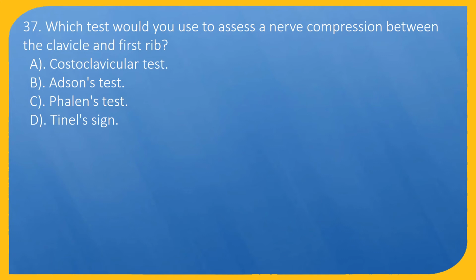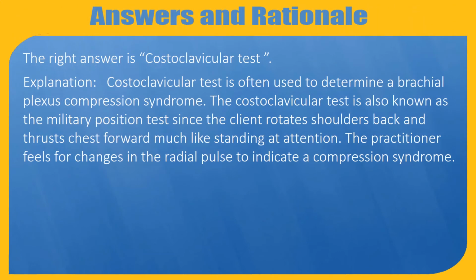Question 37. Which test would you use to assess a nerve compression between the clavicle and first rib? A. Costoclavicular test. B. Adson's test. C. Fallon's test. D. Tinel's sign. The right answer is costoclavicular test.